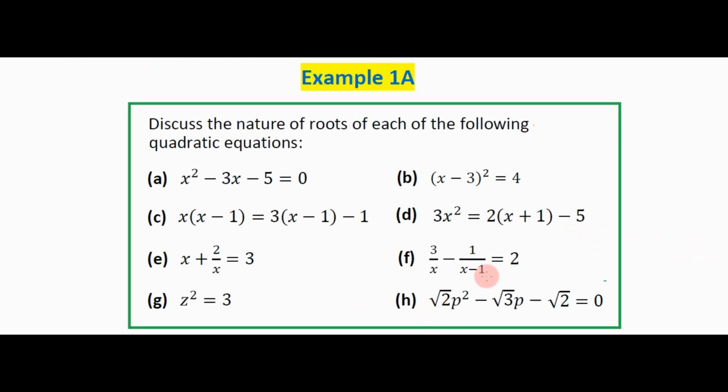Let's look at the last equation. So we have the square root of 2 times p squared minus the square root of 3 times p minus the square root of 2 equals 0. Once again, we don't have an x in this equation, we have p's. But as we said, all that means is that p is the independent variable. Then secondly, we also have surds in this equation, but we can deal with that by using the laws of surds.